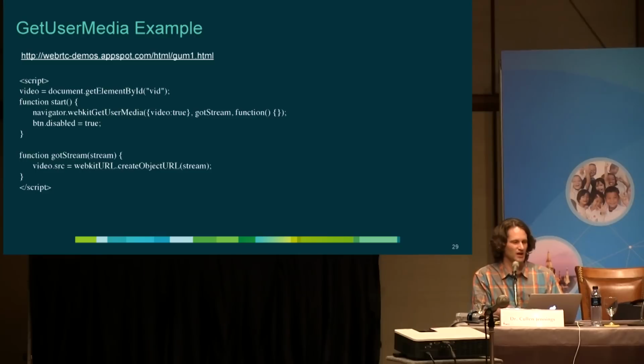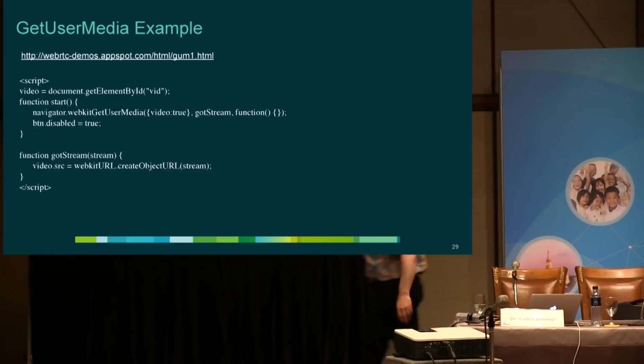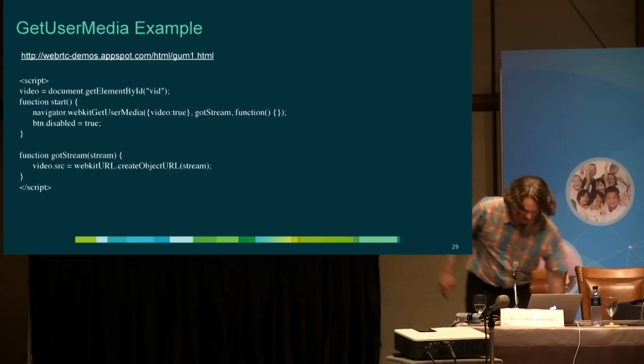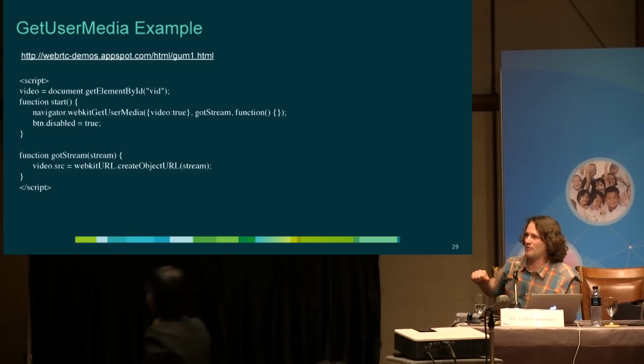Okay, so the actual code here, in the first line, it's finding the video element, which was labeled vid in the HTML script on this HTML5 page that's being displayed. On this video element, it's going to eventually set the video source of that to this URL that is set in the gotStream callback.